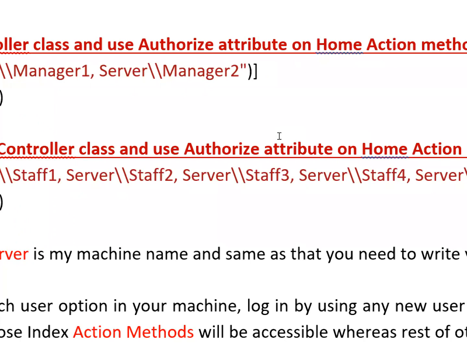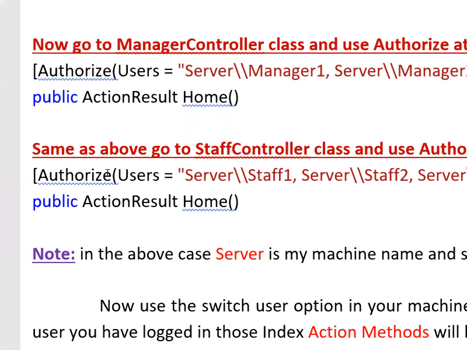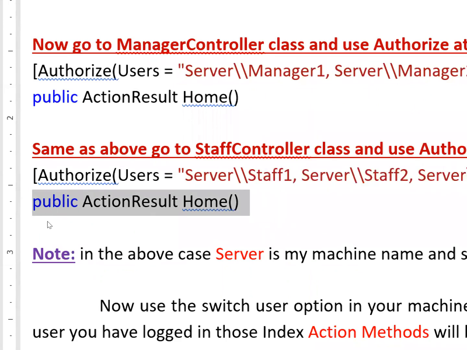Make it as the home action method. Got it? Both the two places, home action method. And here also, public action result is printed as index, I think. Make it as home. And in the second one, it was only authorized, and this line is missing, I remember that. Write that also: public action result home. In the second one, authorized is present, but this is missing.